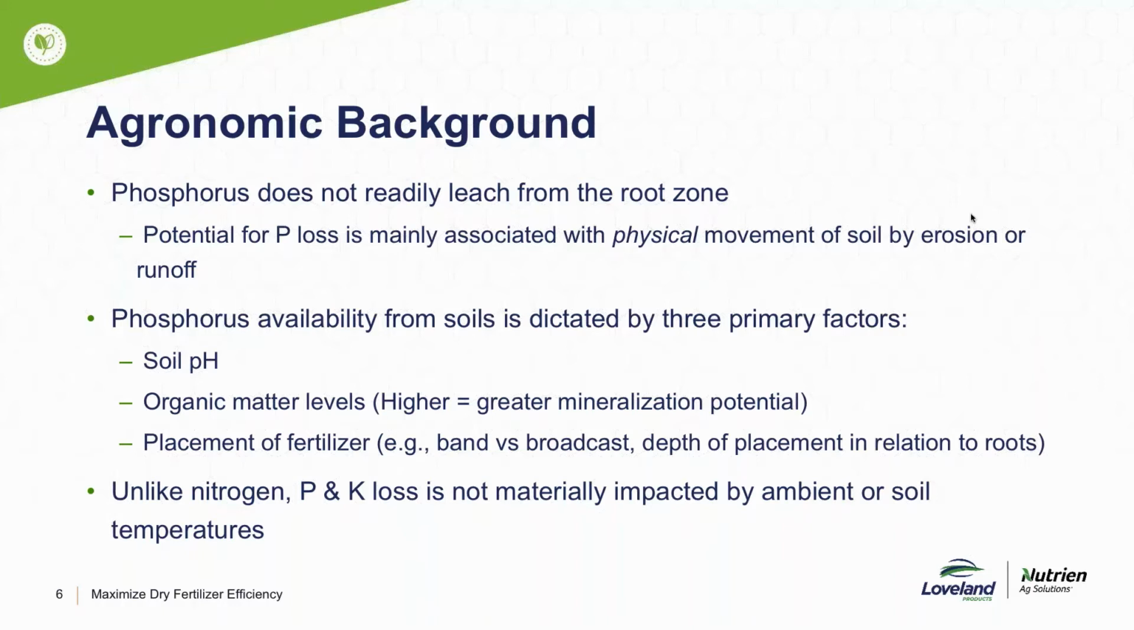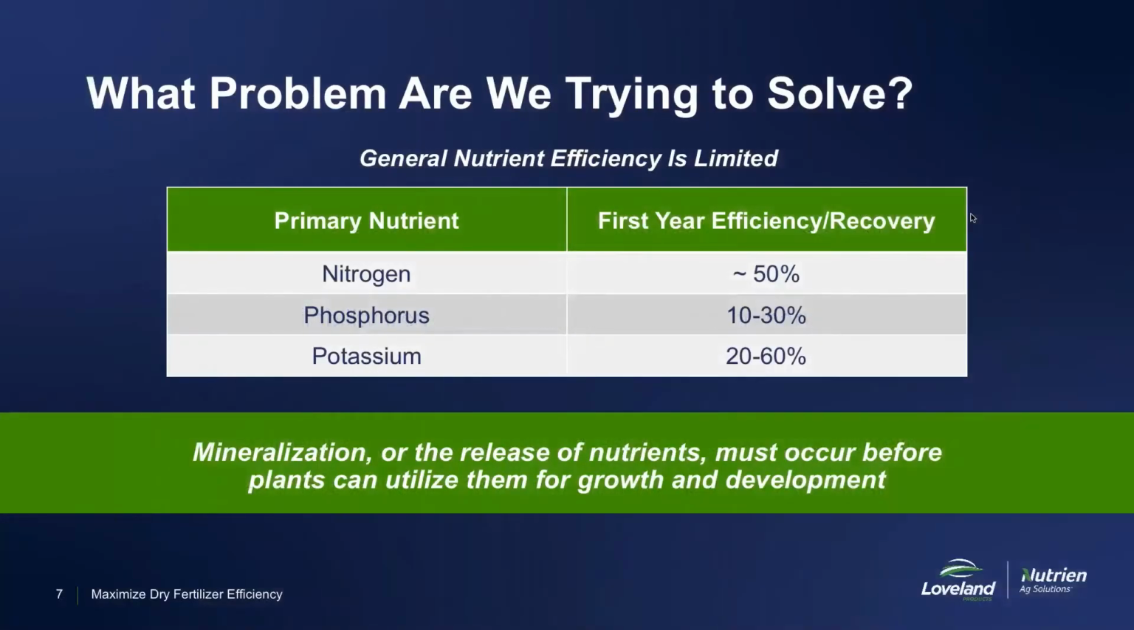And unlike nitrogen, our P and K loss is not materially impacted so much by the ambient soil temperatures. There's other factors that come into play with P and K and some of the other nutrients outside of the temperature that cause it to be unavailable or lost to the system. So just a little bit of agronomic background there. And all of that leads to how are we going to solve this problem that we have with nutrient availability. And the table you see in front of you is just a general nutrient efficiency table from several sources on the internet, Western Fertilizer Handbook, International Plant Nutrition Institute.